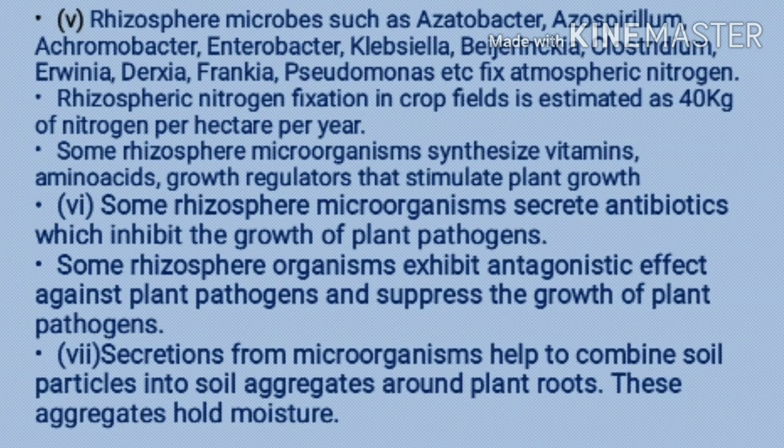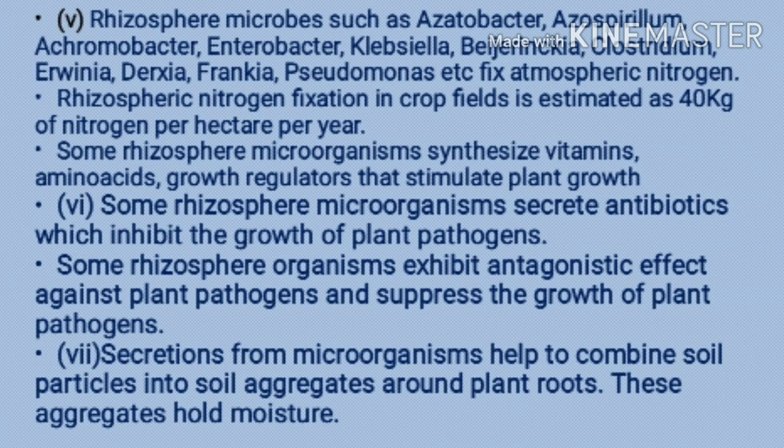Here microorganisms such as Azotobacter, Azospirillum, Achromobacter, Enterobacter, Klebsiella, Beijerinckia, Clostridium, Erwinia, Derxia, Frankia, Pseudomonas, etc. fix atmospheric nitrogen, gaseous nitrogen, into ammonia. This ammonia is used by the plant. This type of nitrogen fixation is called associative nitrogen fixation. Rhizospheric nitrogen fixation in a crop field is estimated as 40 kg of nitrogen per hectare per year. So some rhizosphere microorganisms synthesize vitamins, amino acids and growth regulators that stimulate plant growth.